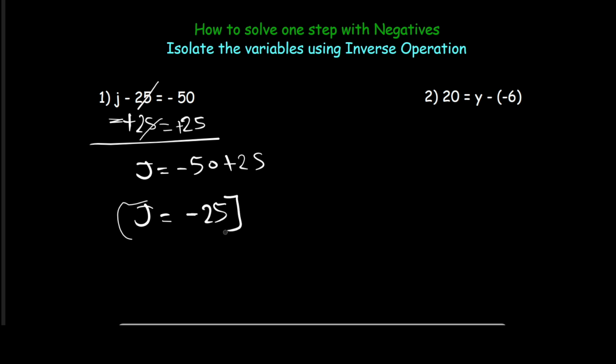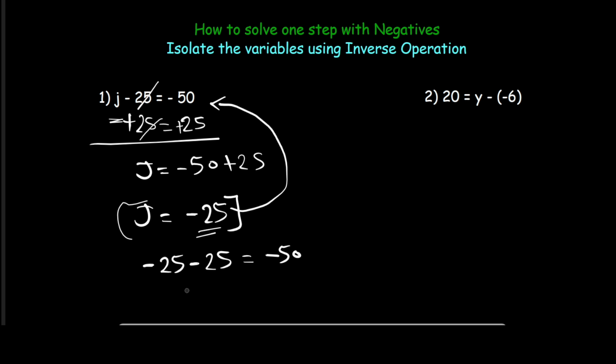If we want to verify that our answer is correct or not, we have to put this value to the initial equation. We have to plug this j equals minus 25 to the initial equation. So let's do it. So j minus 25 means minus 25, and minus 25 equals minus 50.